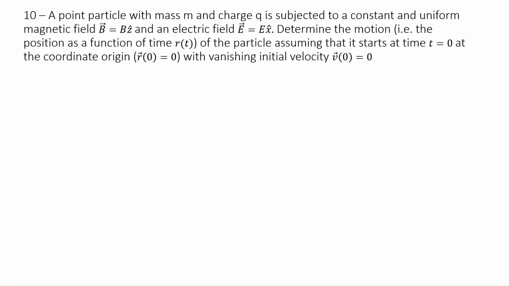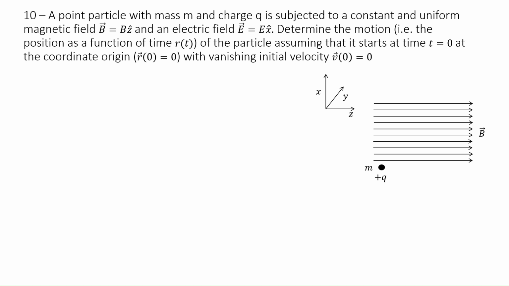First thing we can do is make a little diagram of our system. So here we have our point particle with mass m and charge q, and we can make a coordinate system and place our magnetic field in the z direction and our electric field in the x direction.